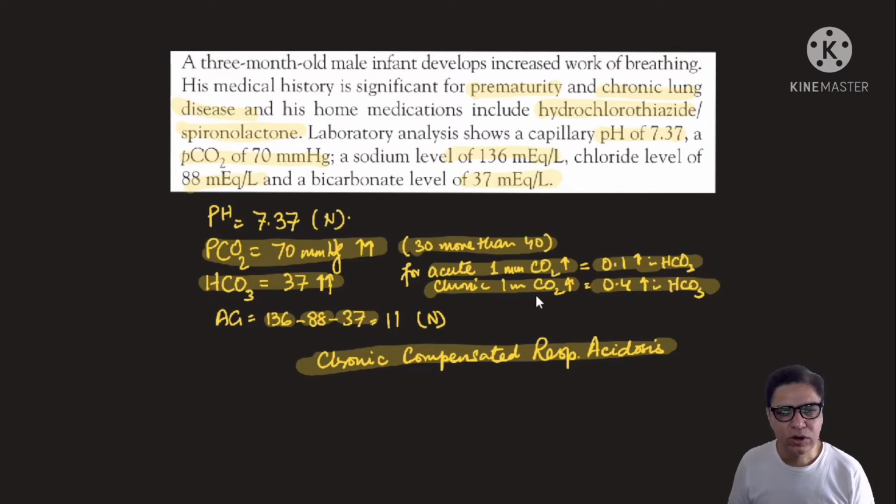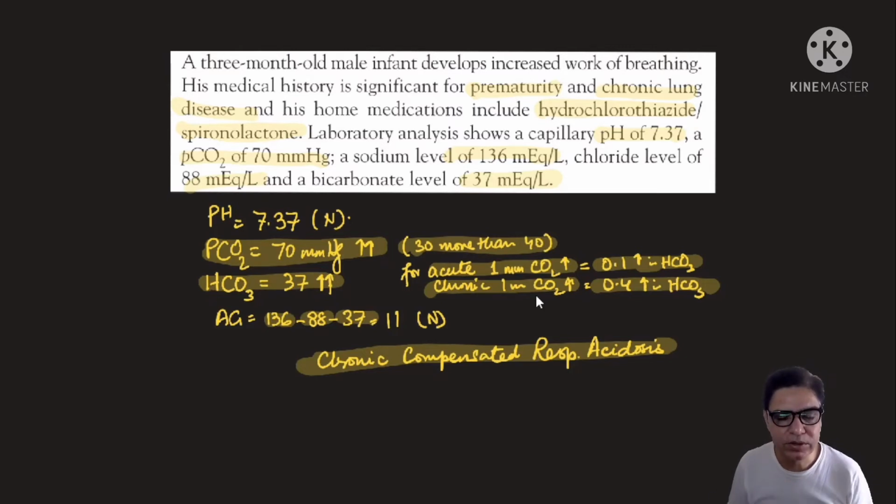Bicarbonate is also high. Normal bicarbonate should not be more than 27. The average value is 24. Here it is 37. So PCO2 has gone up, and the bicarbonate has also gone up. The only thing is that the pH in this equation is normal. So this is a primary respiratory acidosis, which has been compensated by an increase in bicarbonate level.